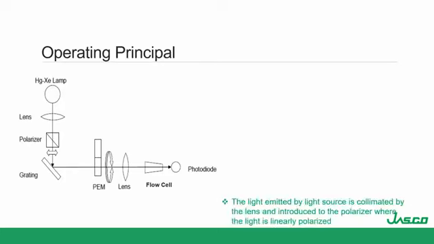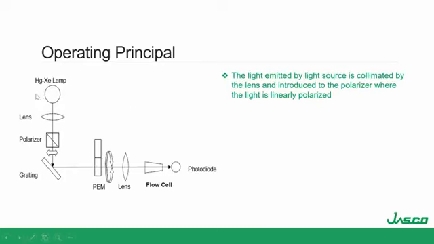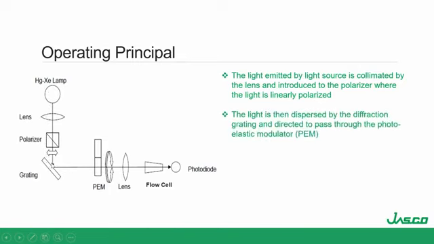So the operating principle: you start off with a mercury xenon lamp. The light is emitted by a light source, collimated by the lens, and introduced to the polarizer where the light is linearly polarized. The light is then dispersed off the diffraction grating and directed to pass through the photoelastic modulator, or the PEM, which is really the heart and soul of this detector.